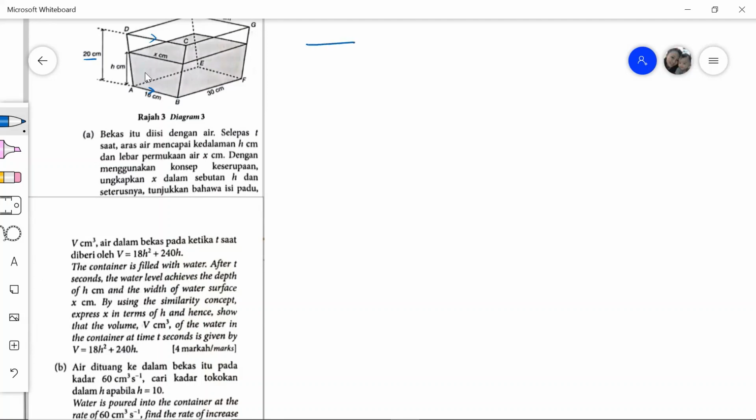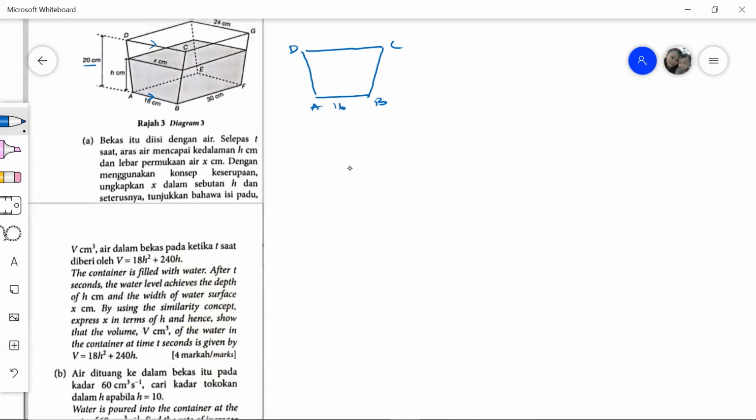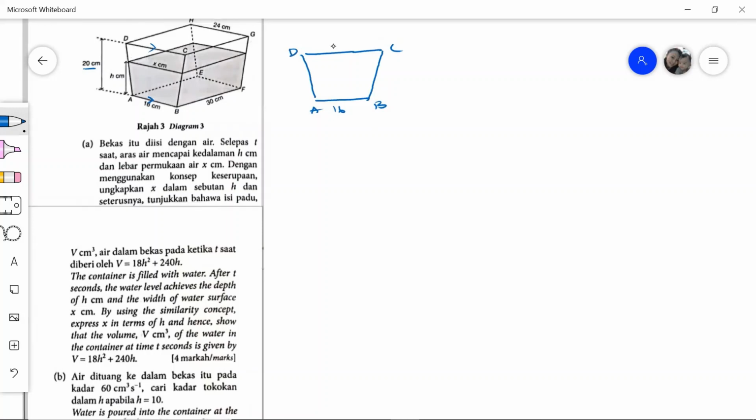Let me just get the trapezium out. So it looks like this. Okay, this is our ABCD. So AB is 16 cm, and CD is 24 cm. And then we have the water level, that is X cm. Now, since ABCD and CDHG are horizontal planes, they're parallel, and our water level will be parallel to the base as well. And then the perpendicular height is 20. Therefore, the H will be here.